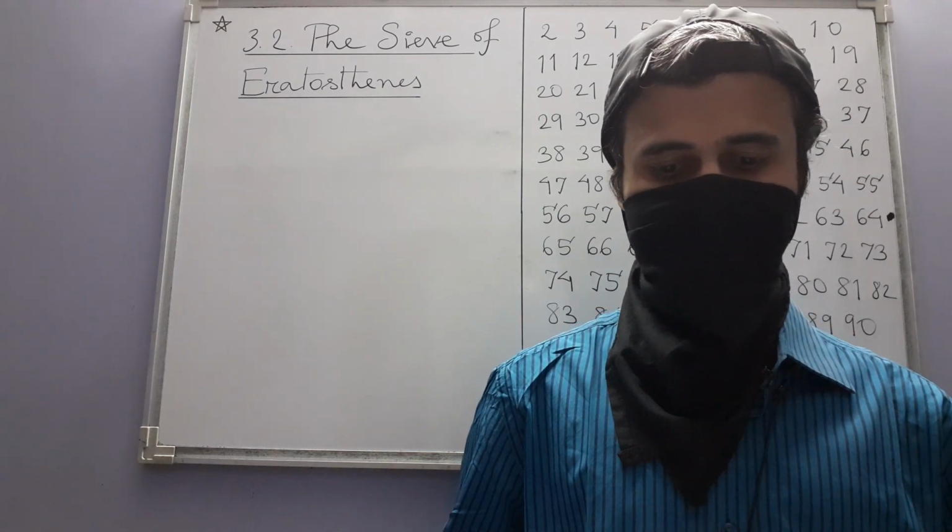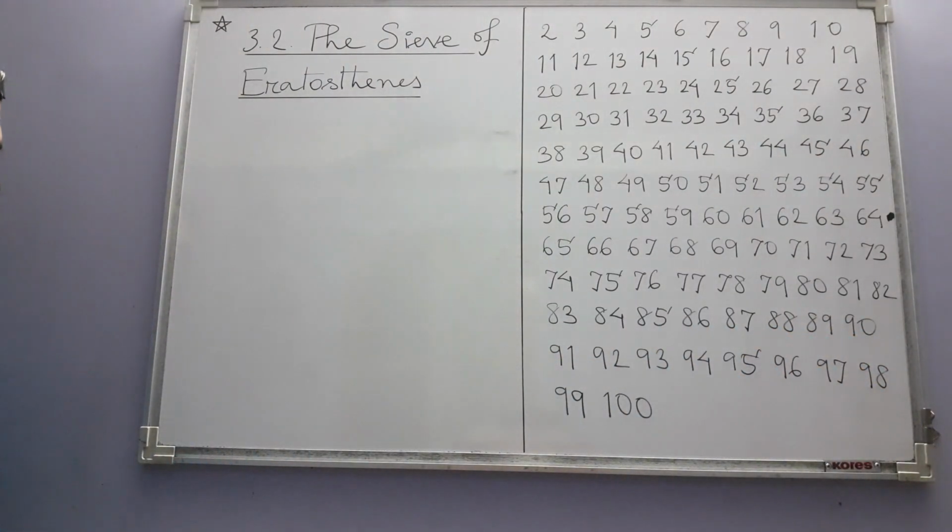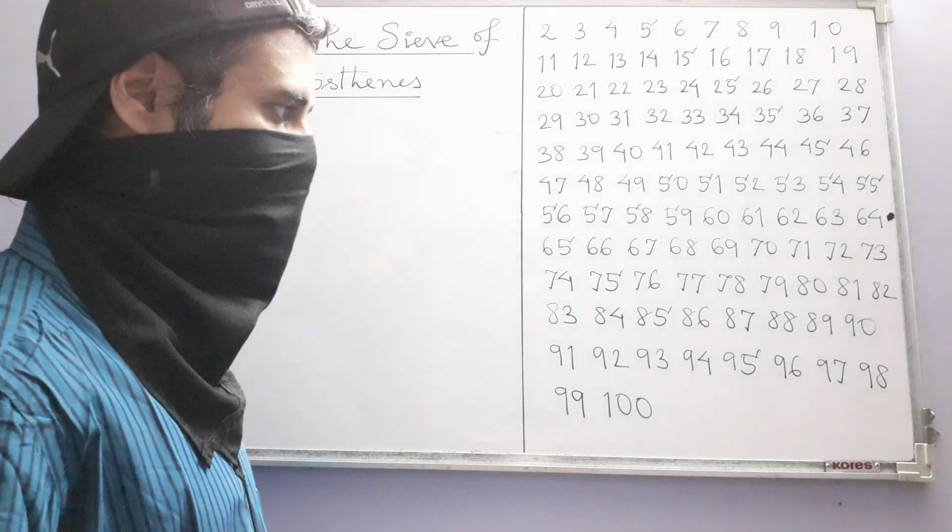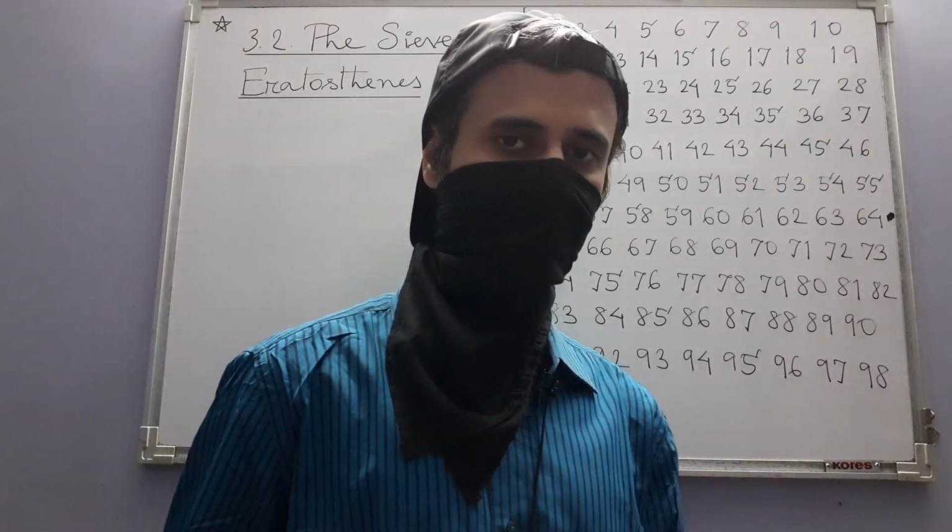The Sieve of Eratosthenes, a new section. Eratosthenes was a Greek philosopher, mathematician, physicist. He was the director of the famous Library of Alexandria, which got destroyed in a fire.